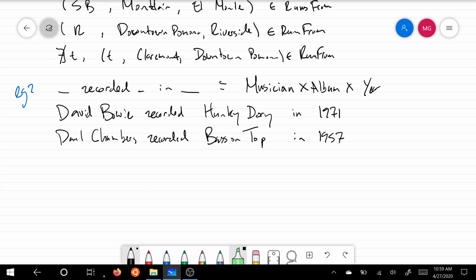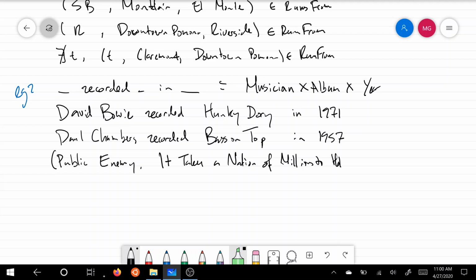Okay, cool. One more. I'll do it in tuple notation this time. Public Enemy, It Takes a Nation of Millions to Hold Us Back.